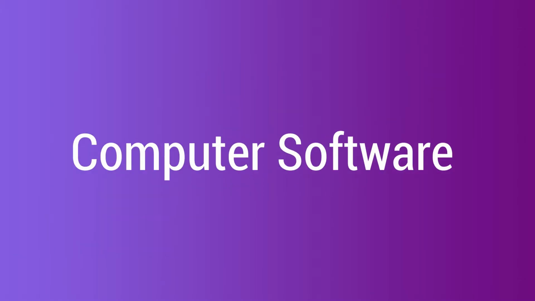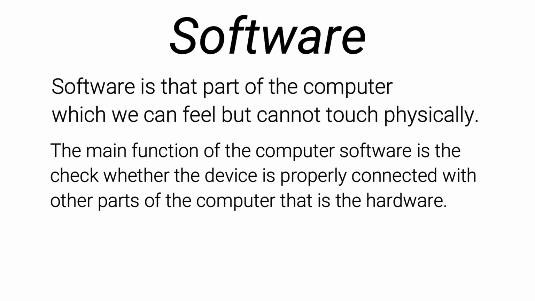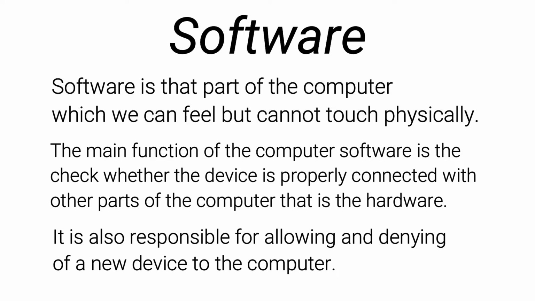Next is the computer software. Software is that part of the computer which we can feel but cannot touch physically. The main function of the computer software is to check whether the device is properly connected with other parts of the computer, that is the hardware. It is also responsible for allowing and denying of connection of a new device to the computer.